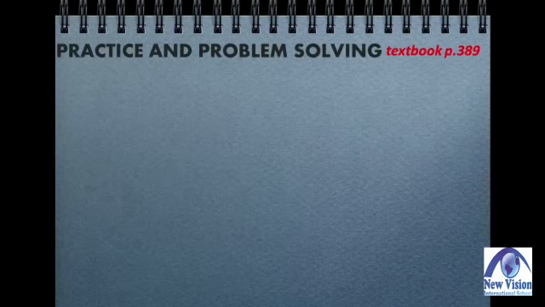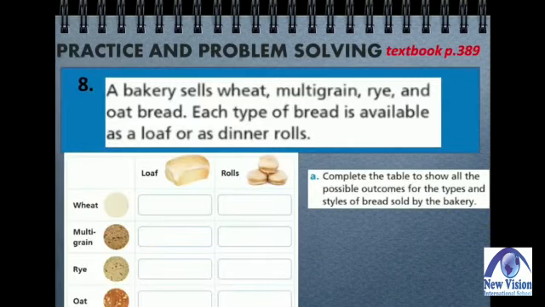Item 8. A bakery sells wheat, multigrain, rye, and oat bread. Each type of bread is available as a loaf or as dinner rolls. A. Complete the table to show all the possible outcomes for the types and styles of bread sold by the bakery. So we can have wheat and loaf.